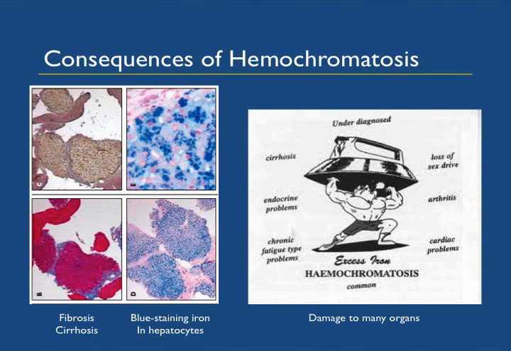The blue is shown on the bottom left panel. The nodules of liver cells surrounded by the collagen make up the diagnosis of cirrhosis. On the right-hand side, you see the blue staining of iron in liver cells at both low and high power magnification. The cartoon on the right side depicts many of the organ systems that can be affected by hemochromatosis, although the liver is the primary one. The heart can also be affected and cause heart failure, endocrine problems can arise, and a variety of others.